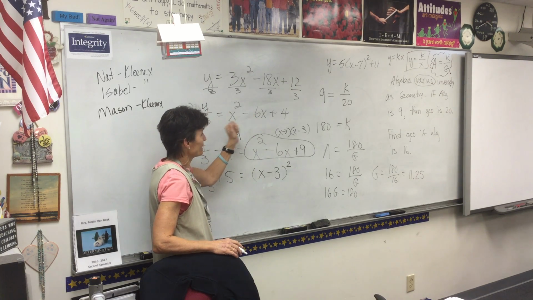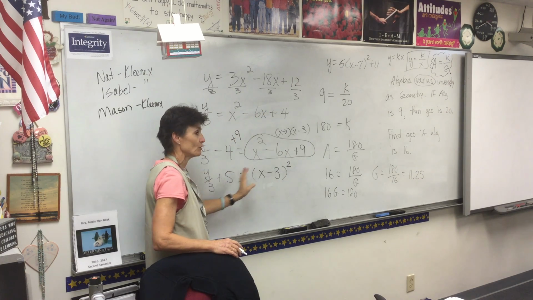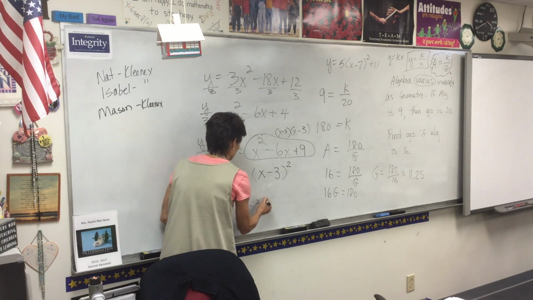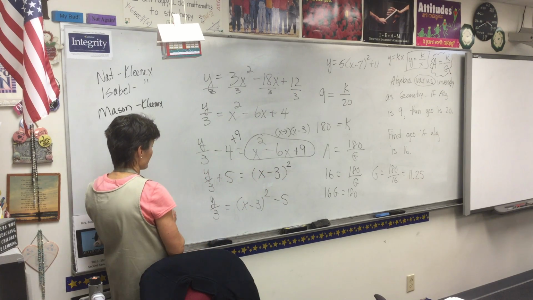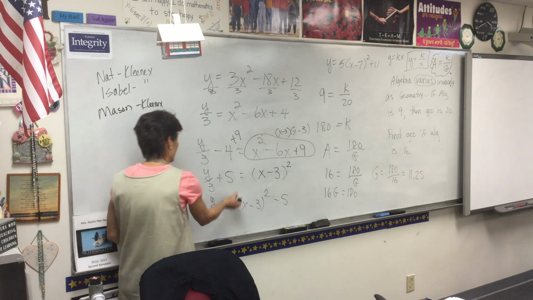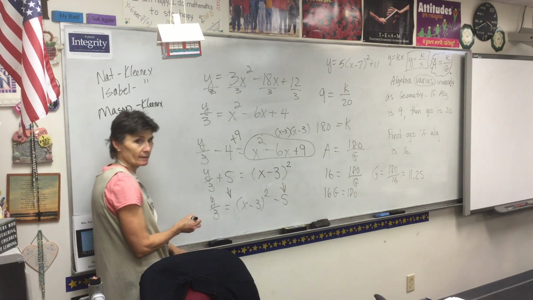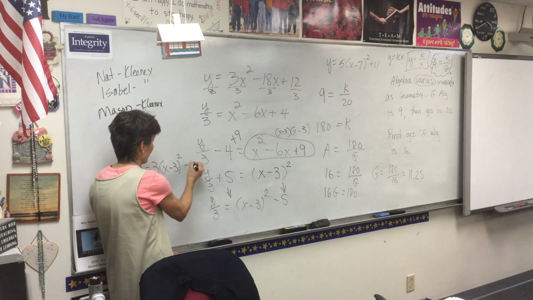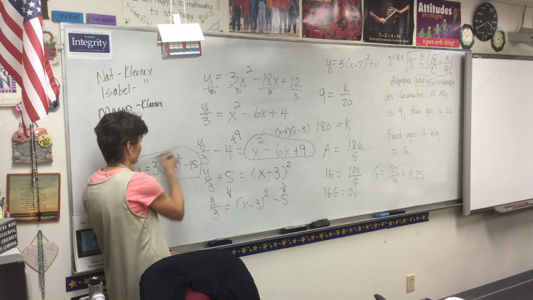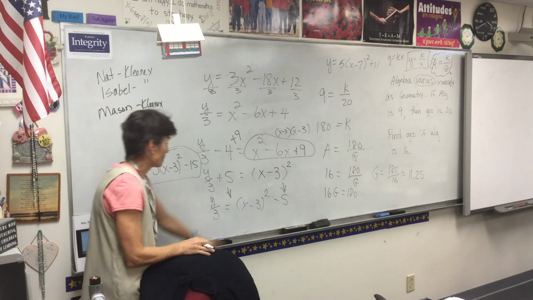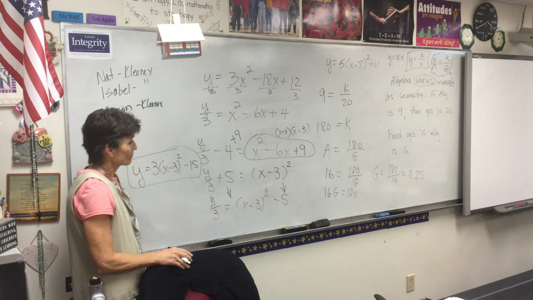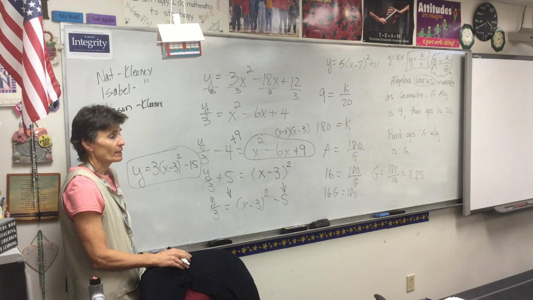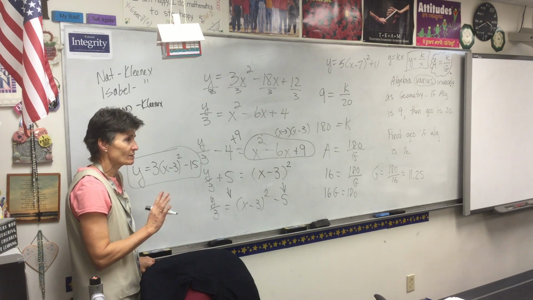Now remember all the stuff you did in the beginning when you moved the 4 over and you divided by 3. Now you're undoing that. So you're going to subtract the 5 back over and multiply it by 3. And when we multiply by 3, we multiply here and here only. So we get 3x minus 3 squared minus 15. Because we multiply here by 3 and here by 3. Okay, who else? Anybody have another one that we haven't talked about yet?